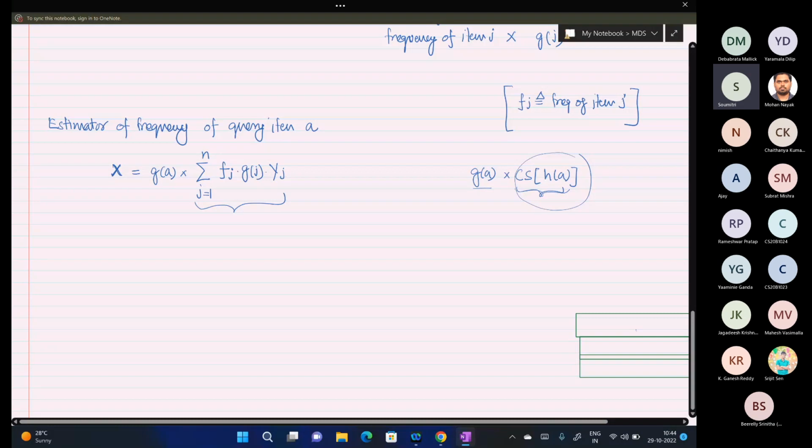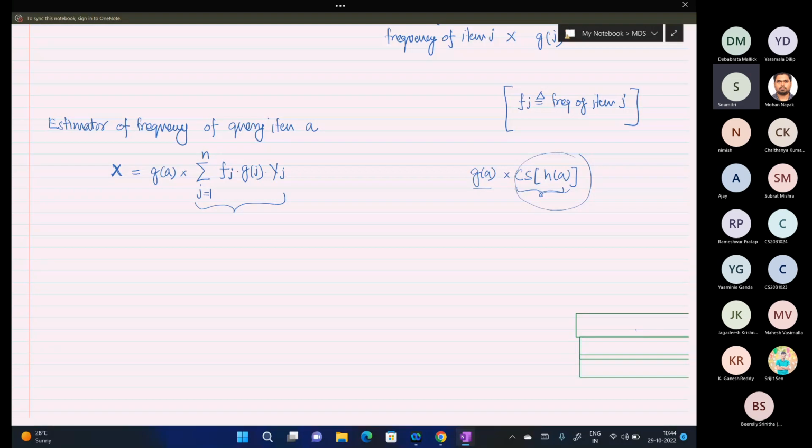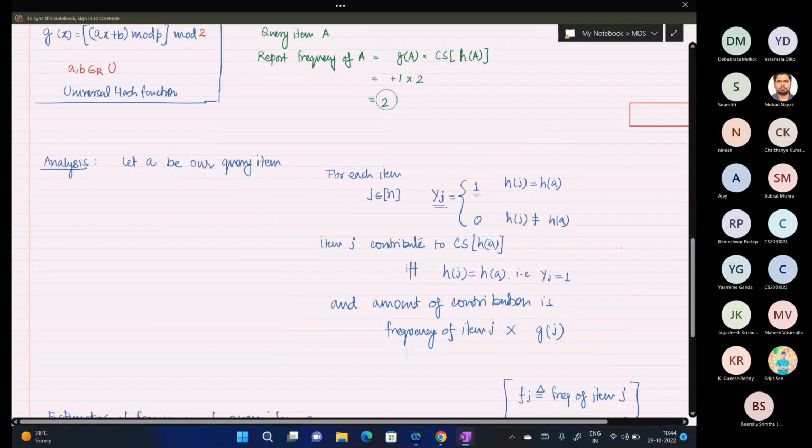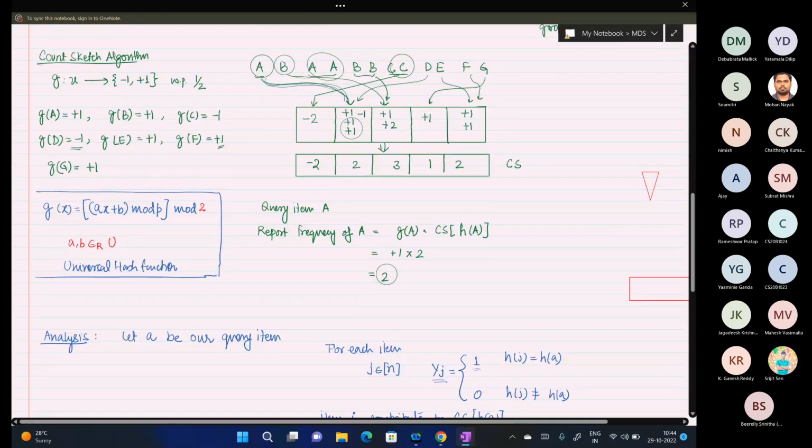Okay. Sir, why is there a G of A outside again when you have a G of J within the summation? Yes. So this is how we design our algorithm.